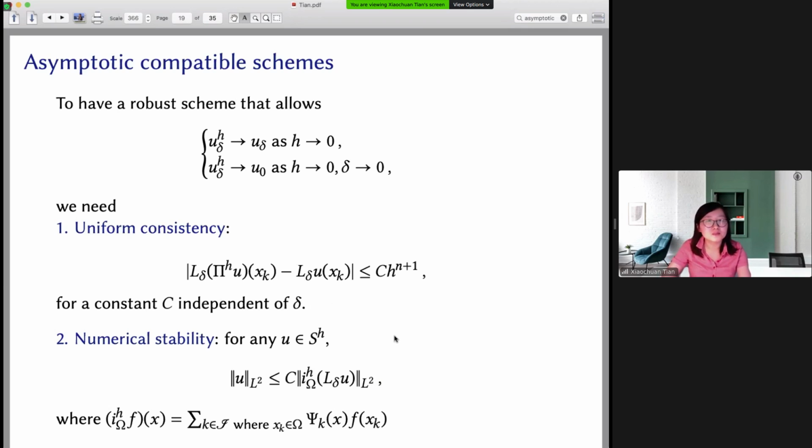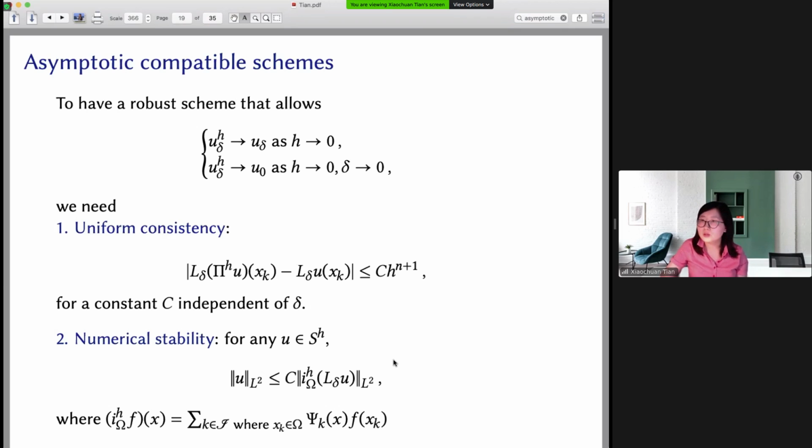Now I'm going to talk about some numerical analysis, where if you want to have a robust scheme, you need uniform consistency and numerical stability. Uniform consistency means that if you apply L delta h on the approximation of u, then the difference with L delta u should be bounded by a constant C times a certain order of h, and this constant should not depend on delta. For a method that is not AC, usually what you're going to see is h over delta type of convergence. But now we want this C to be independent of delta. And then numerical stability is something like the inverse of L delta being bounded in L2 norm.